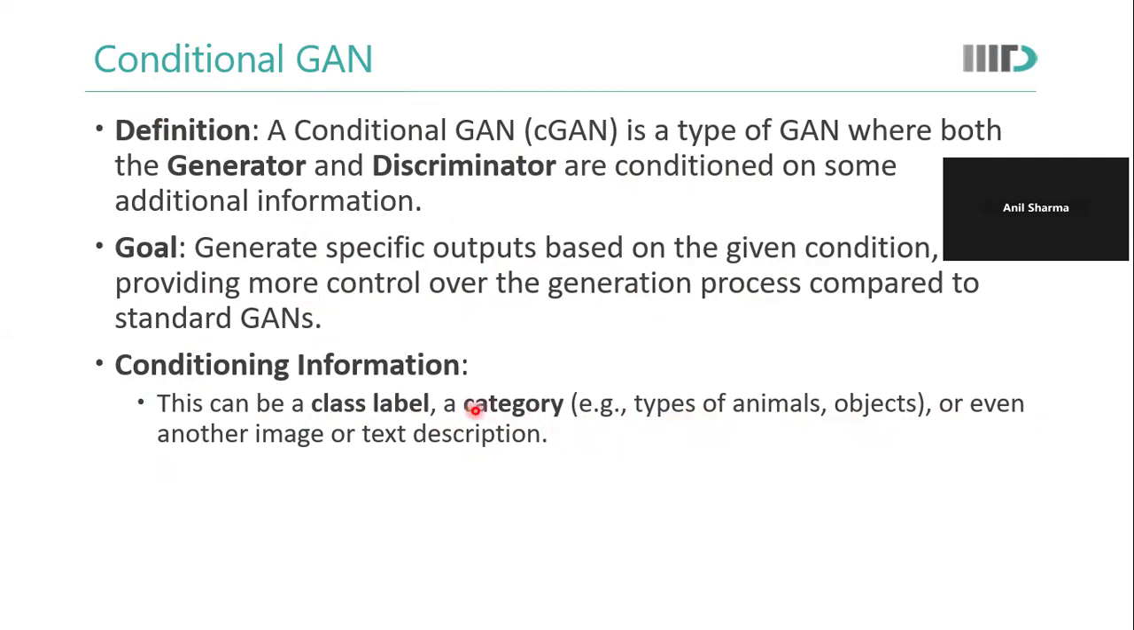For example, let's say I give some random noise as the input, and I also say, please generate a dog image. Then the output will be a dog's image. That kind of conditional information helps to control the kind of output that you are generating from the GANs.